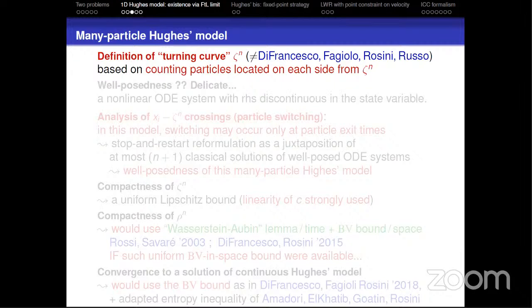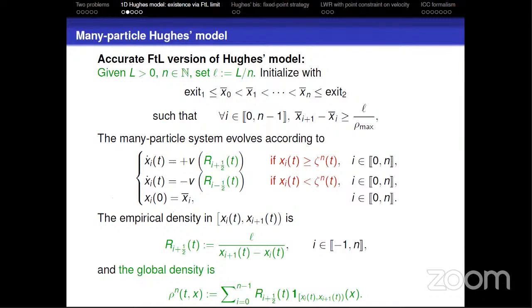Well, now we should say that the well-posedness for this is delicate because what we have is a non-linear ODE system with a right-hand side which, if you look at this, is discontinuous in the state variable because of this. There is also a minor problem with that. You should not have this R that becomes infinity, but this is standardly carried on with the maximum principle. But this discontinuity makes it delicate to apply the standard ODE results.